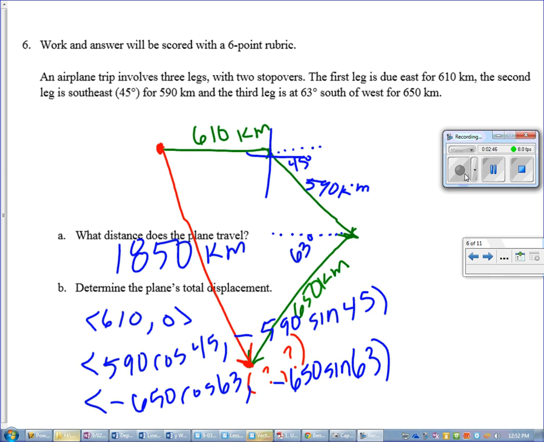So to find that final stopping point, we're going to add the horizontal components. That's the first number in each vector. We're going to add those 3. That'll tell us the x-coordinate. And then we'll add the 3 y's here in green. That'll tell us the final y-coordinate.